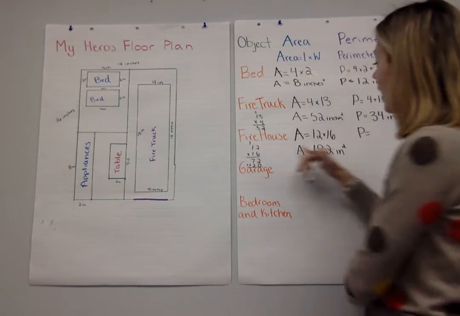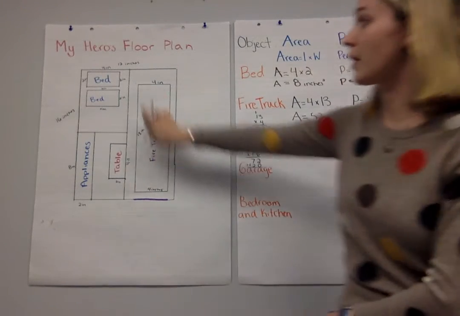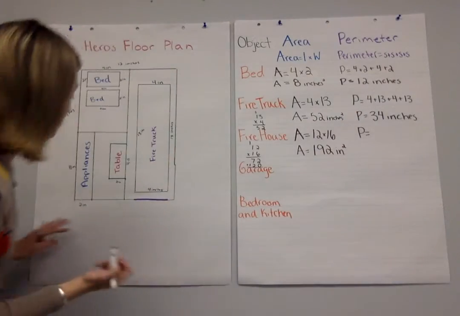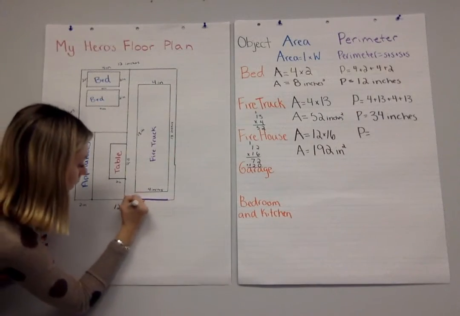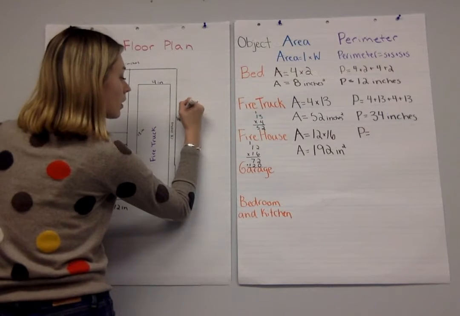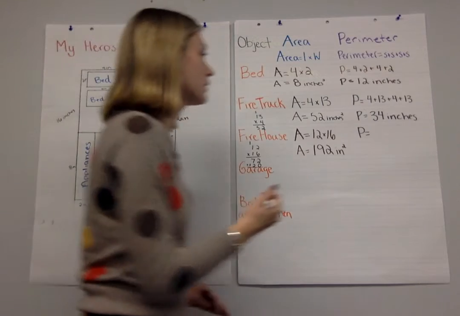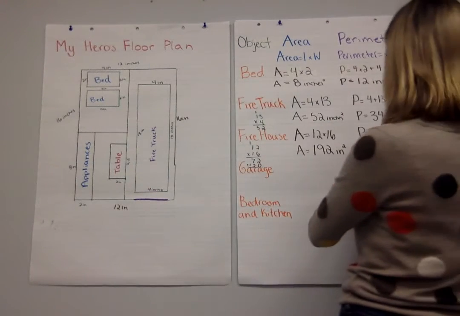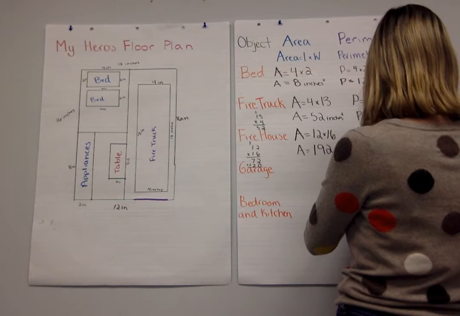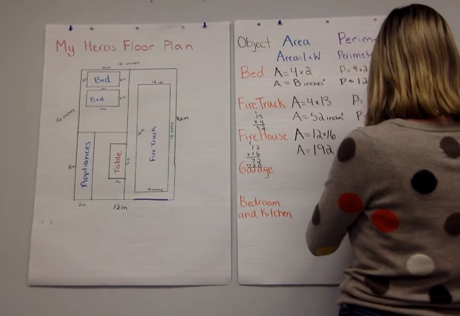The perimeter of the firehouse, we know that this is 12 and this is 16, so this down here must be 12. And we know that this here must be 16. So we are going to add 12 plus 16 plus 12 plus 16.